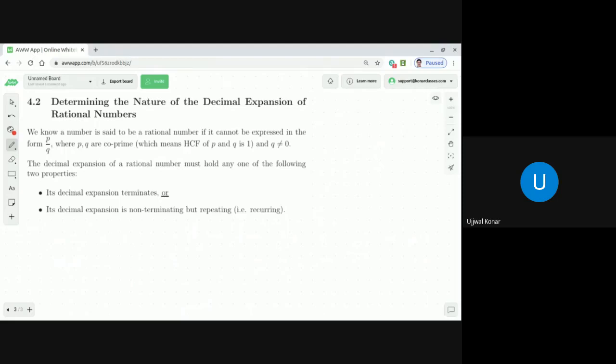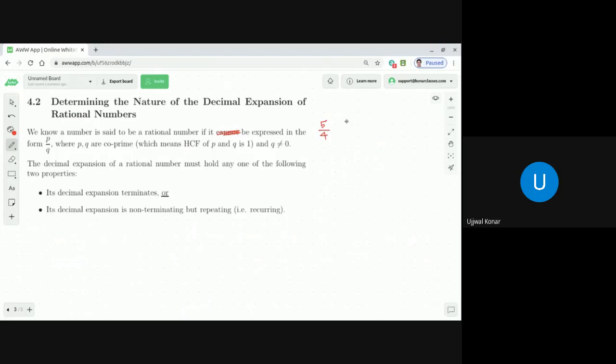So, as you know, dear students, a number is said to be a rational number if it can be expressed, sorry, there is a small mistake here. If it be expressed in the form of P by Q, where P and Q are co-prime, when HCF between two numbers is 1, then we can say these two numbers are co-prime to each other, and Q is not equal to 0. For example, as we have just seen, 5 by 4 is a rational number.